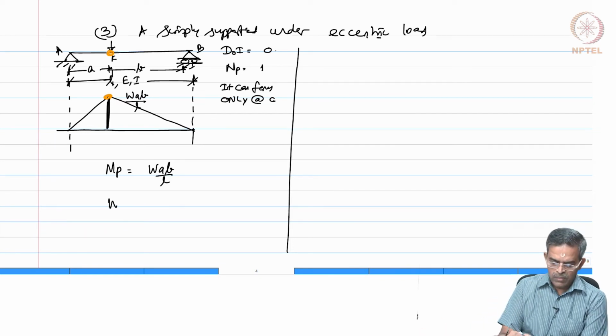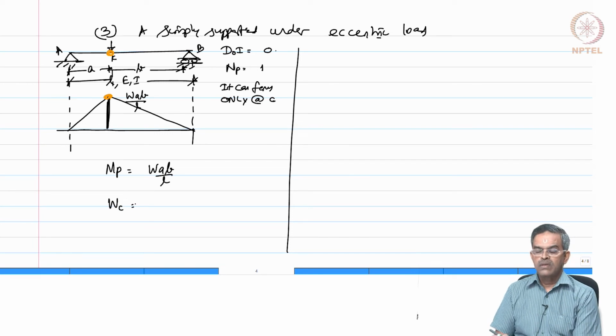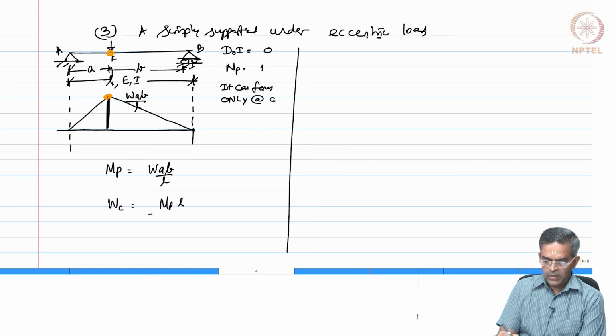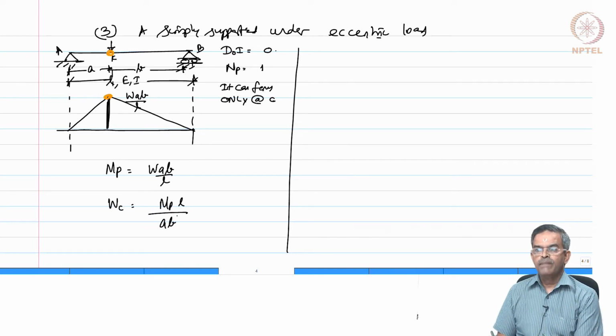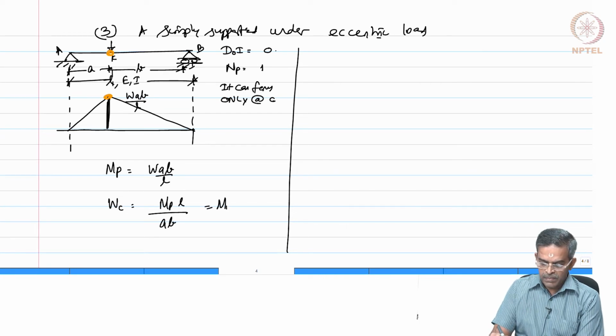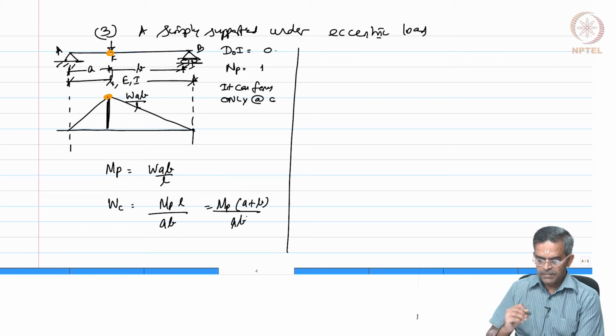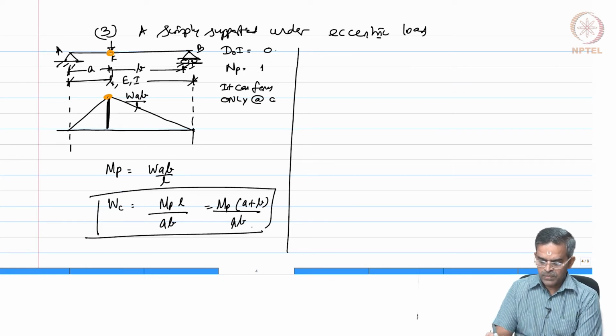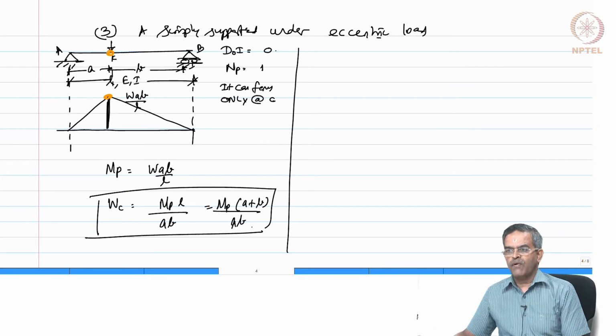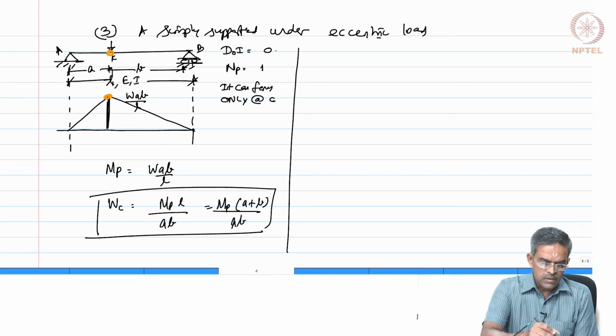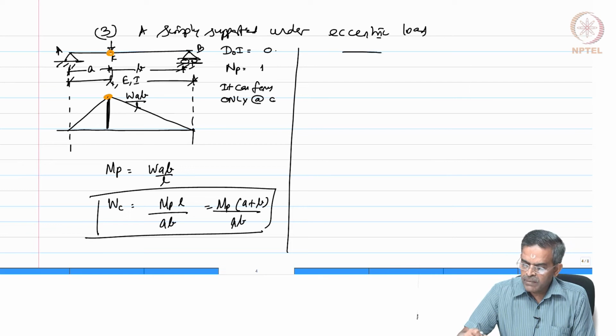Therefore, WC, the collapse load, will be MP into L by AB, which will be MP into A plus B by AB. So, that is my collapse load, no iteration, straightforward solution. Let us do this using the kinematic theorem.